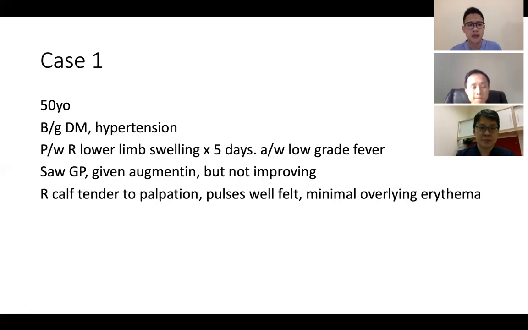Case one is a 50-year-old with background diabetes mellitus and hypertension who presents with 5 weeks of lower limb swelling with low-grade fever. Went to see a GP, who thought maybe cellulitis, gave a 5-day course of Augmentin, but not getting better. So he came in, and on examination his right calf was noted to be tender on palpation. The pulses were well felt, no very overt overlying erythema, and the total white count was about 10. So this is the first case that we will guide in terms of DVT.